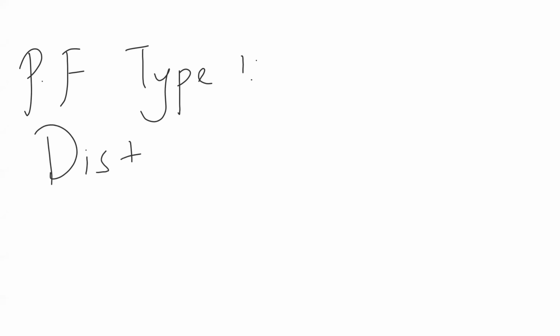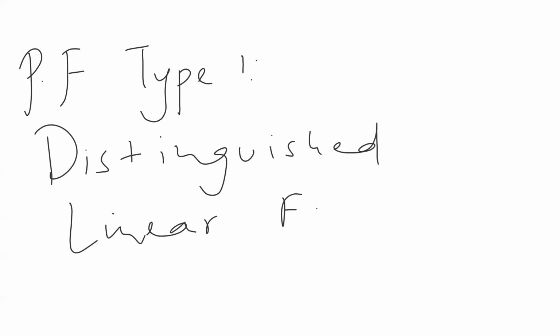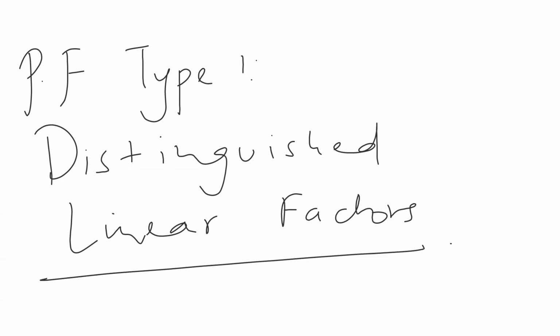PF type 1, distinguished linear factors. Okay, I'll explain you the meaning of this via an example. So exercise 15B of OPM, question number 2.